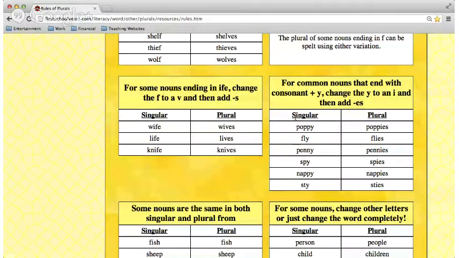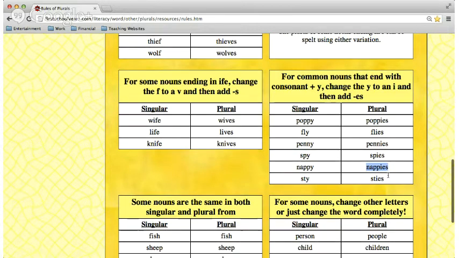Okay, for common nouns that end with consonant plus Y, change the Y to an I and then add ES. Poppy, poppies. Fly, flies. Penny, pennies. Spy, spies. Nappy, nappies. Sty, sties. Good, good. Yes, so class, notice: sty, spy, fly. We use that same I sound. Flies, spies, and styes. We did not change that to stees or spees or flees. It would follow that same I sound. Same thing with poppy. Poppy, poppies. Nappy, nappies. If that Y ends with an E sound, we follow the E. If it ends with an I sound, we follow the I.